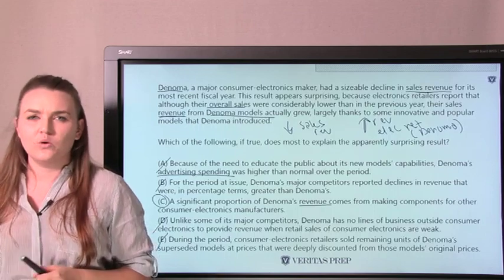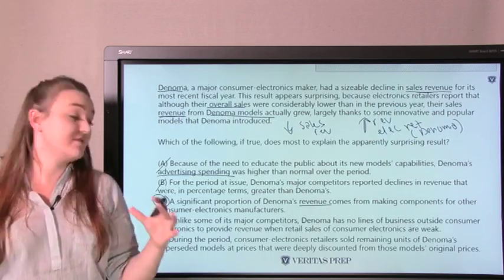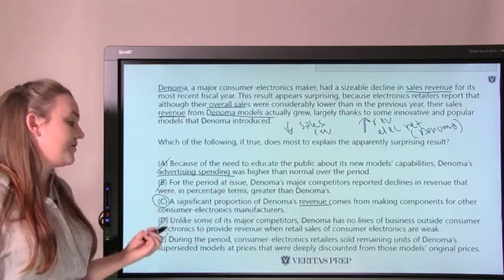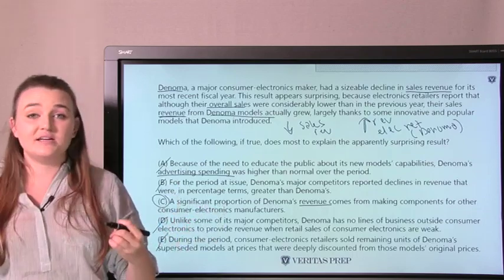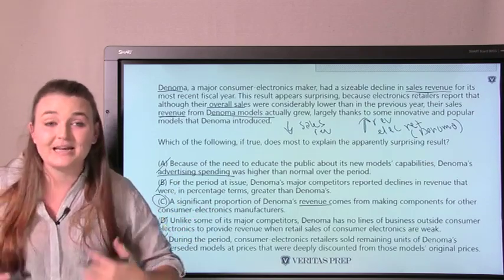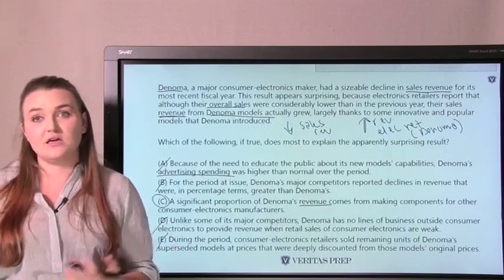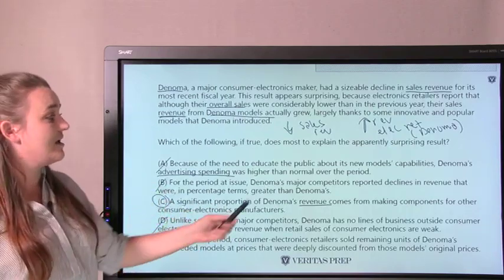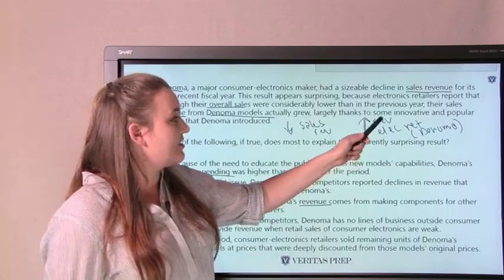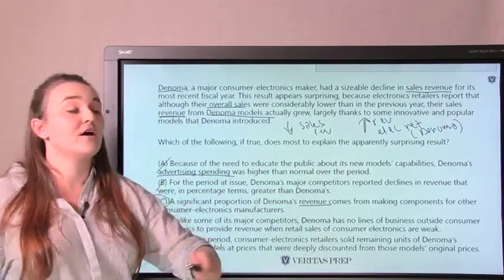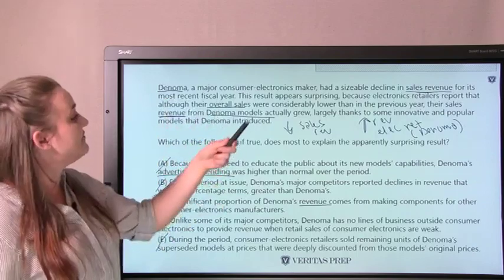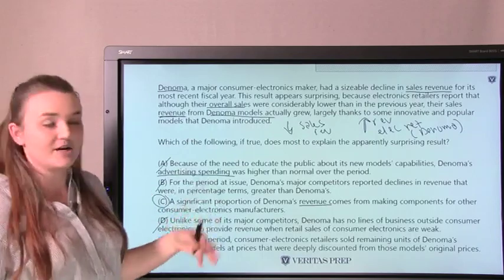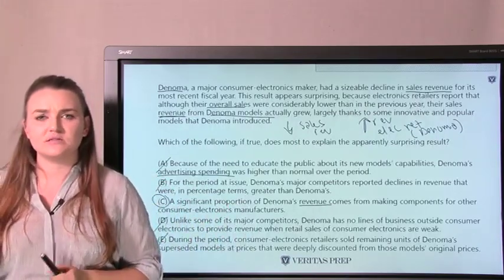So I'm not sure I know what portion, unless you mean this element itself, right? So if a significant portion comes from making components for other consumer electronics manufacturers, and those manufacturers are declining in the necessity for their goods, then we're running into trouble there. So how are we addressing both parts in C? Because it explains why their revenue from electronic retailers could decrease. However, the company as a whole is following this overall trend downward in terms of revenue of electronic goods as a whole. Is that making a little more sense?